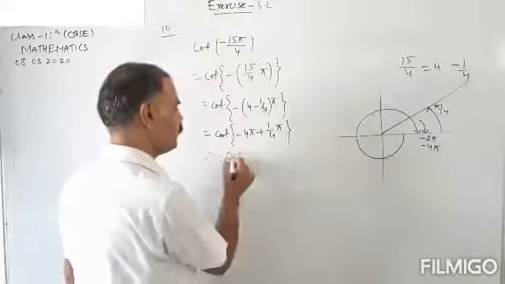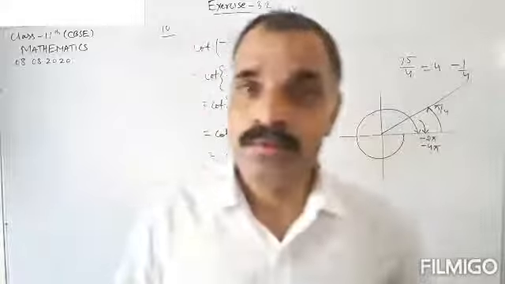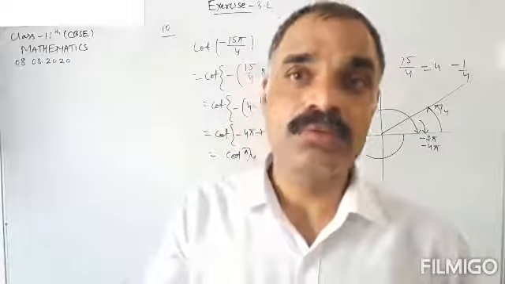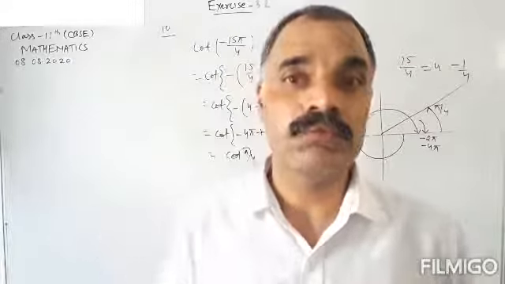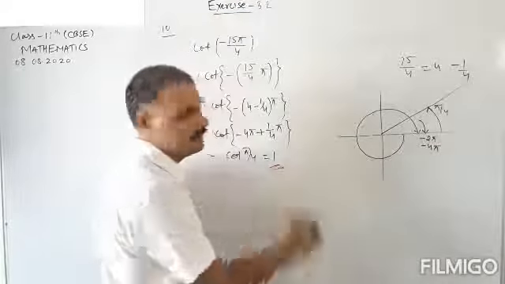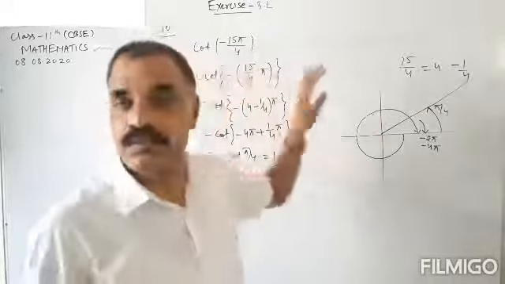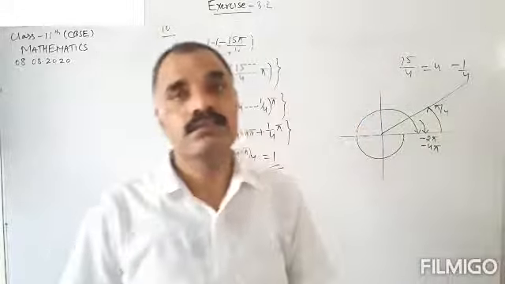Which means this is equal to cot pi upon 4. Cot pi upon 4 is equal to 1. So the value of this trigonometric function is 1.